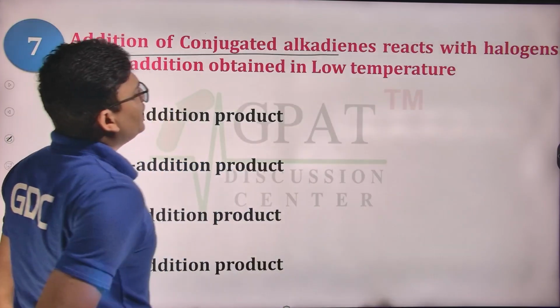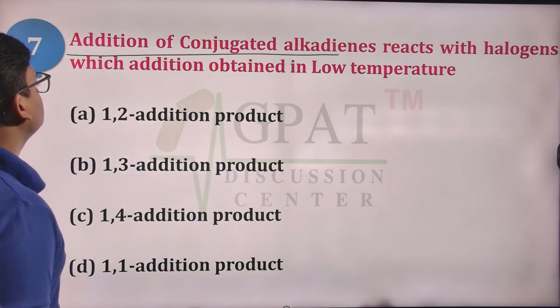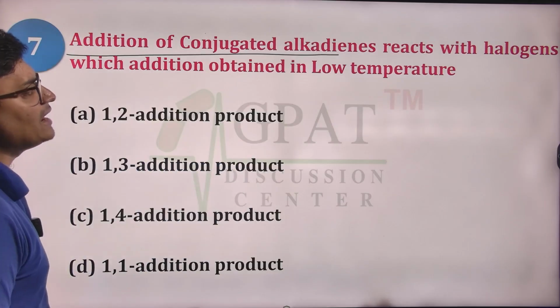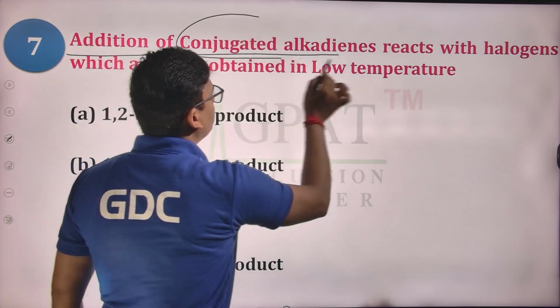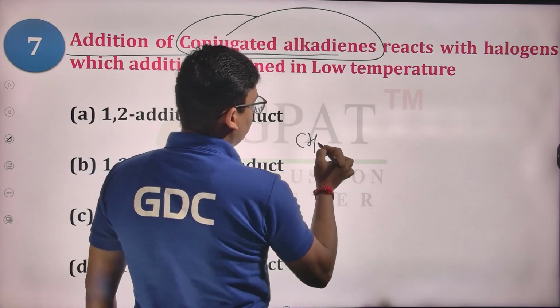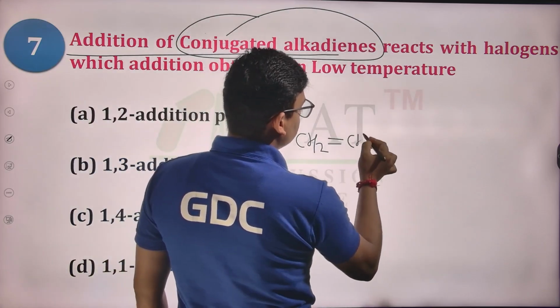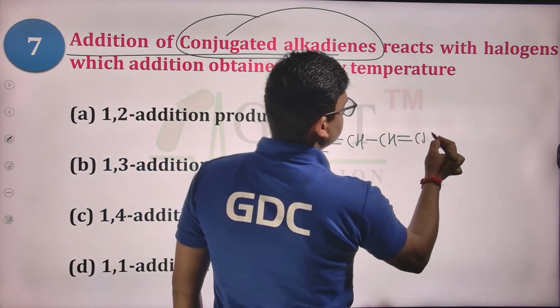Addition of conjugated alkynes reacts with halogen. Which addition is obtained at low temperature? So we are having a conjugated system. Let's suppose we are having CH2 double bond CH double bond CH2.